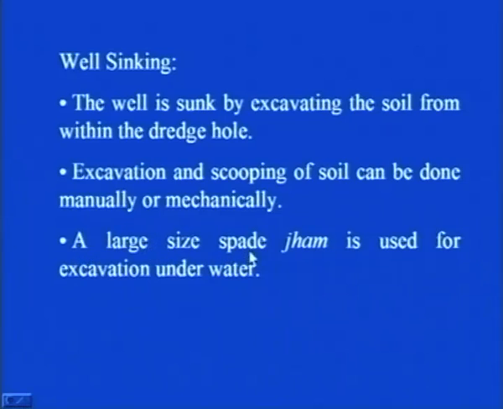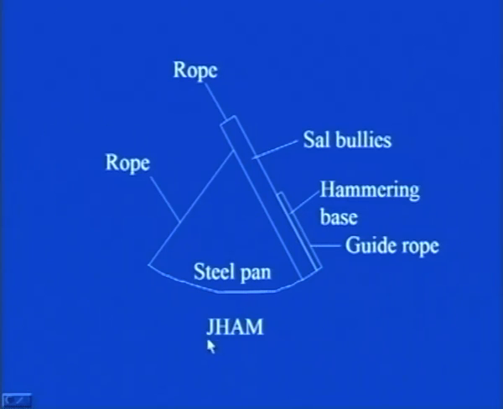A large size spade jham is used for excavation under water. So, it is a matter of how you are taking out the soil from the dredge hole, either manually or mechanically. You can see here a pictorial view of a typical jham. Here you have the steel pan, connected to a rope. A rope is here also. It is sal bullies. Then you have a hammering base, and here you have this guide rope.